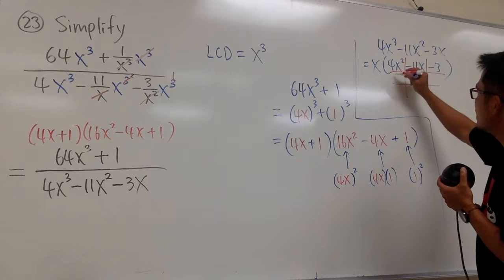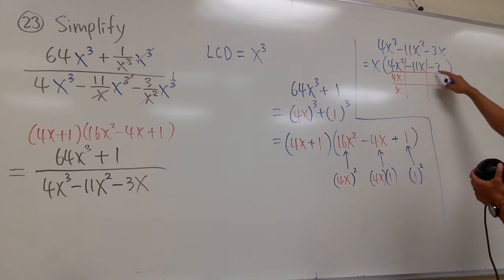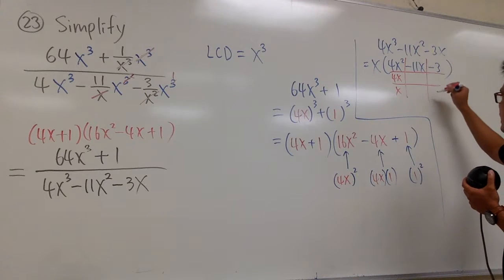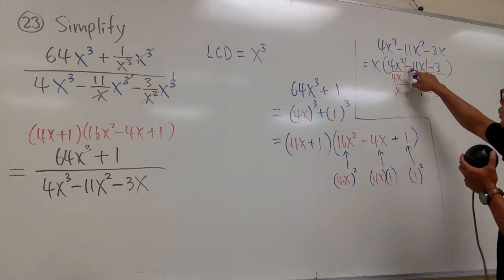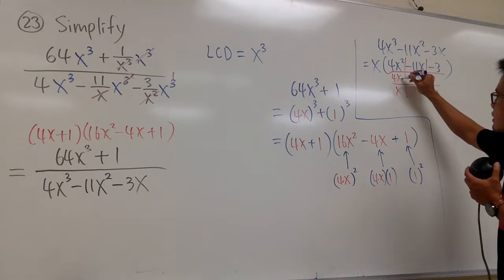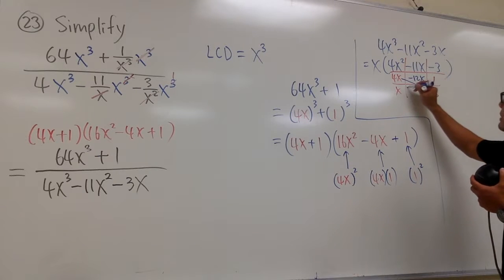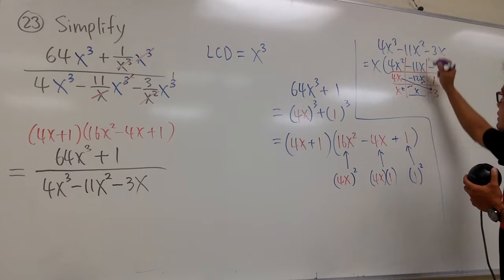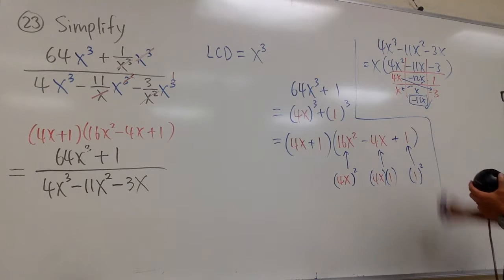To get 4x squared, let me try 4x and x. And to get negative 3, let me try negative 3 and 1. Let me put down negative 3 here and 1 right here. Because I know I have to produce negative 11 right here. See? 4x times negative 3, that's negative 12x. 1 times x is positive x. So together, we do get the negative 11x, like that.